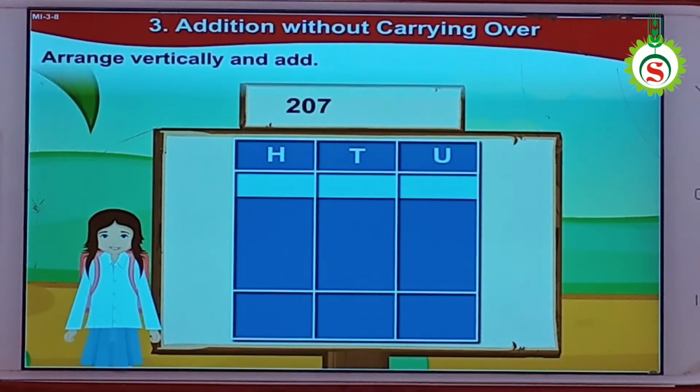Next sum, 207 plus 102. Let us write HTU first. Now 207 is 200, 0 tens, 7 units plus 102 would be 100, 0 tens, 2 units. Now 7 units plus 2 units is 9 units. 0 tens plus 0 tens is 0 tens. 200 plus 100 is 300. Which means the answer is 300, 0 tens, 9 units. So it is 309.